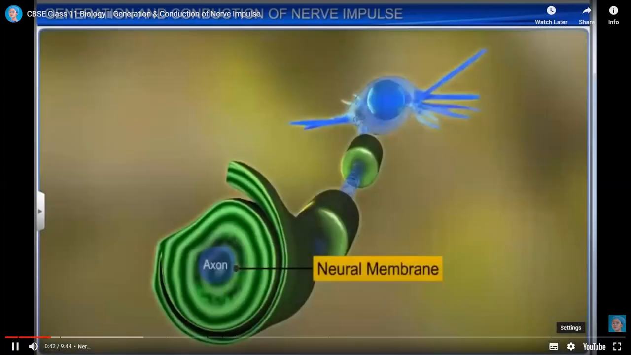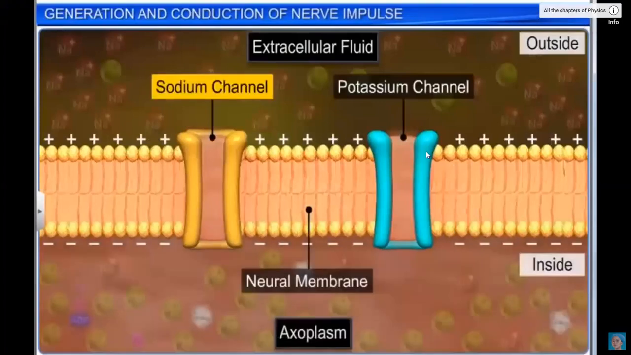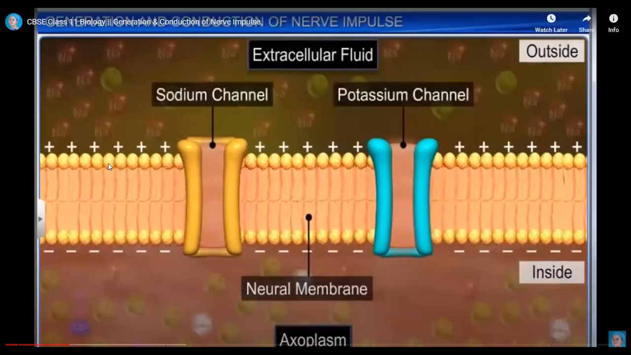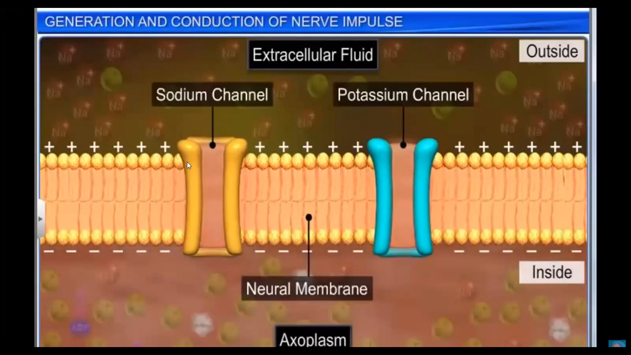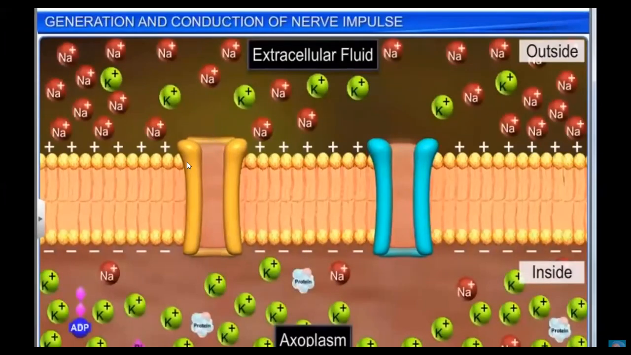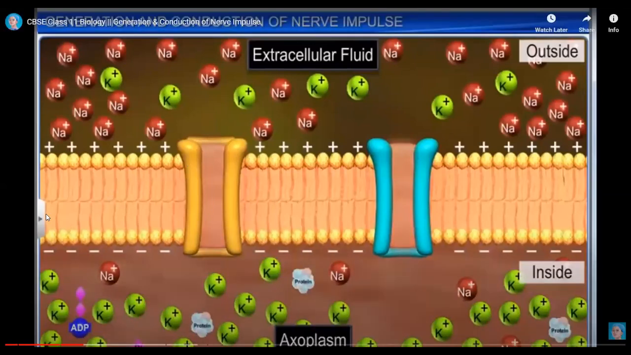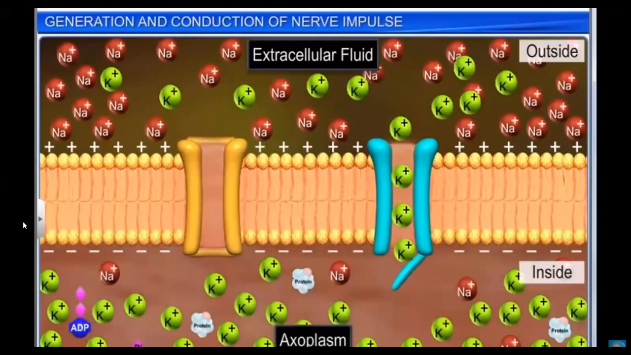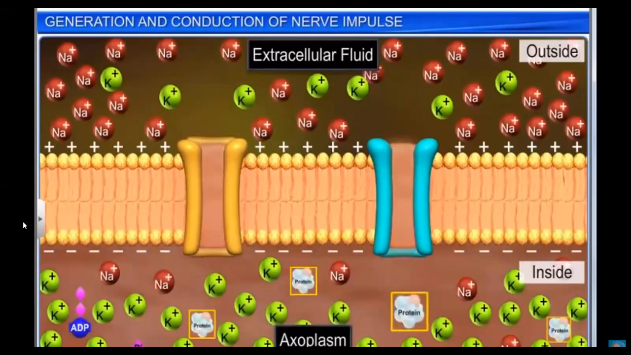The nerve fiber or axon is covered by a neural, axonal or plasma membrane. The neural membrane has sodium and potassium channels called voltage-gated or regulated channels. These channels open or close according to the electric potential across the membrane. The ion channels of the resting membrane are differentially permeable to ions at different rates. It is more permeable to potassium ions, almost impermeable to sodium ions, and totally impermeable to the negatively charged proteins of the axoplasm.